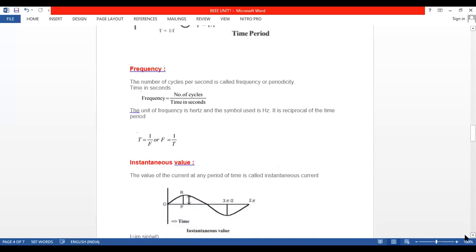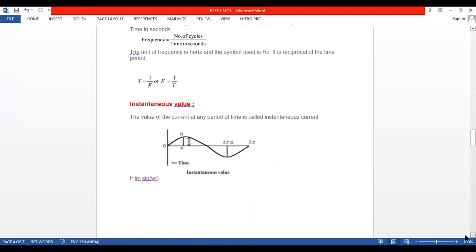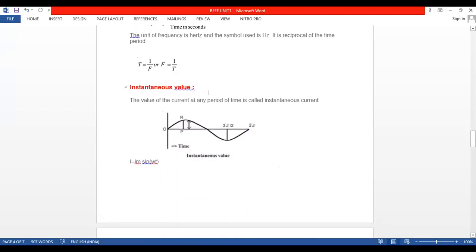Now the next definition is important. Instantaneous value. Define instantaneous value. So what is the instantaneous value? See, this is the graph. Okay, initial value, instantaneous, okay, initial value is okay, but still accurately we have tried. The value of the current at any period of time.